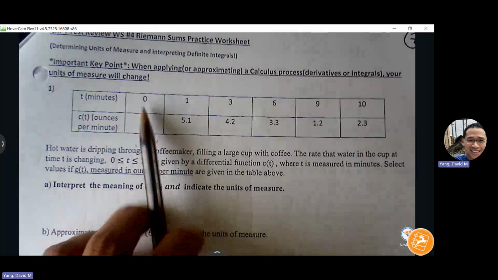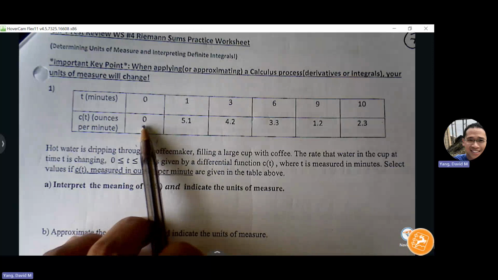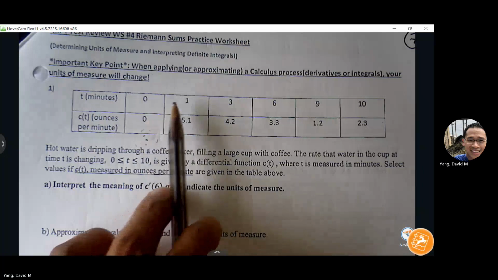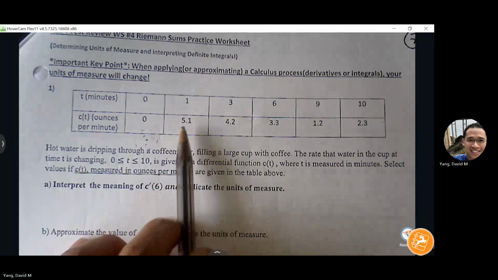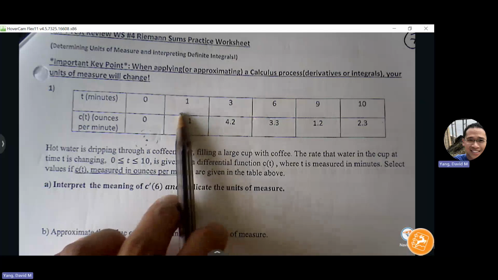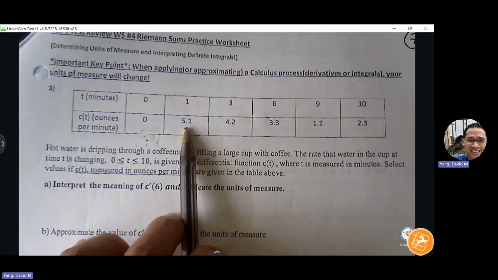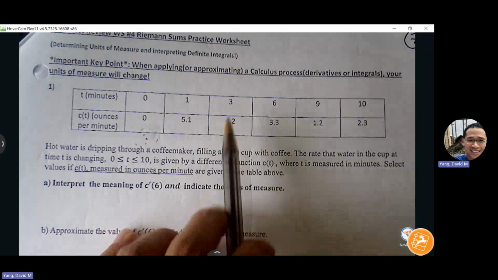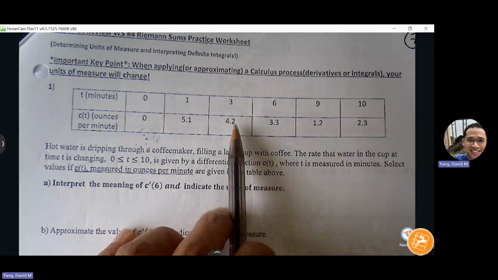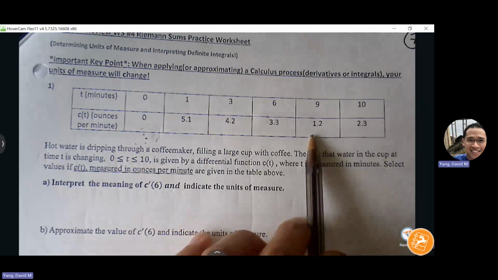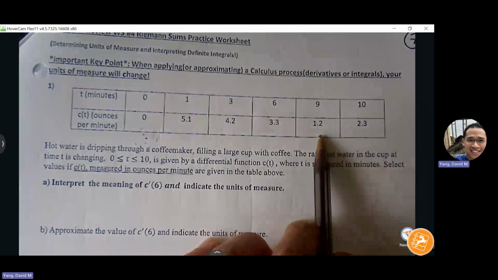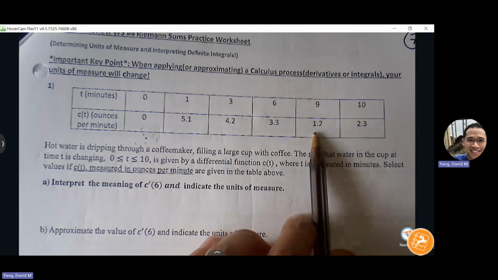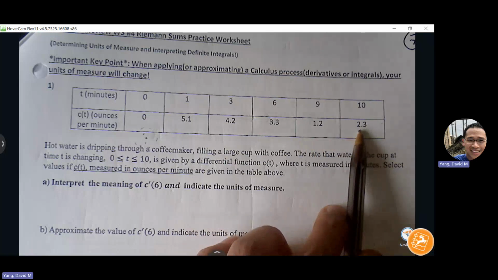So here at 0 minutes, there's no water that's been added yet, so the rate is 0 ounces per minute. 1 minute in, the rate is 5.1 ounces per minute. So it starts off at a pretty fast rate, right? Coming out at a faster rate than later. Then it slows down. 3 minutes in, the drip is going to decrease to 4.2 ounces per minute. Then by the time we get to 9 minutes, it's going to be a lot less coming out at that 9th minute, right? Only 1.2 ounces per minute, and it picks up a little bit at the 10-minute mark, right?